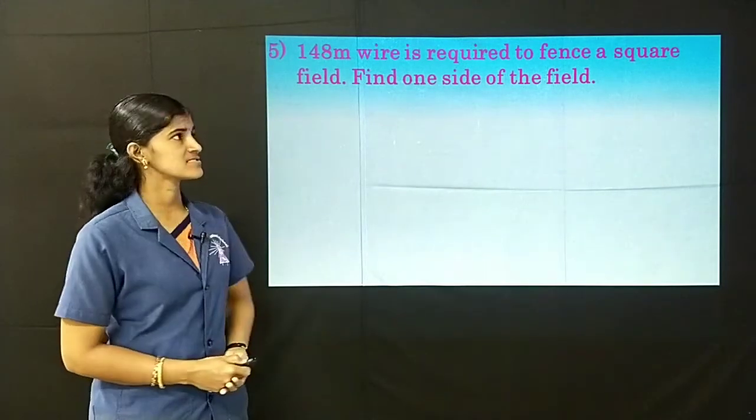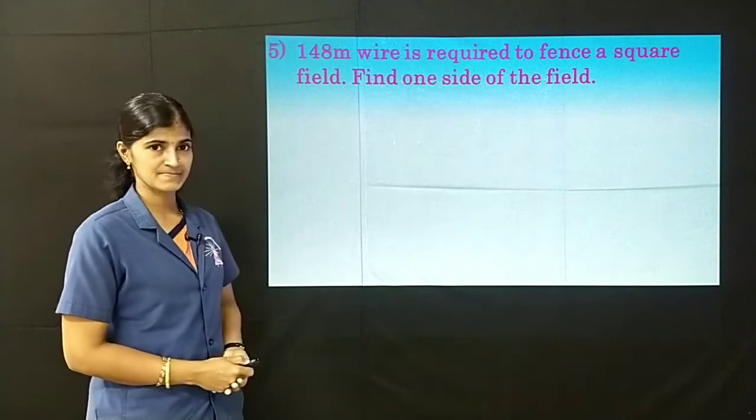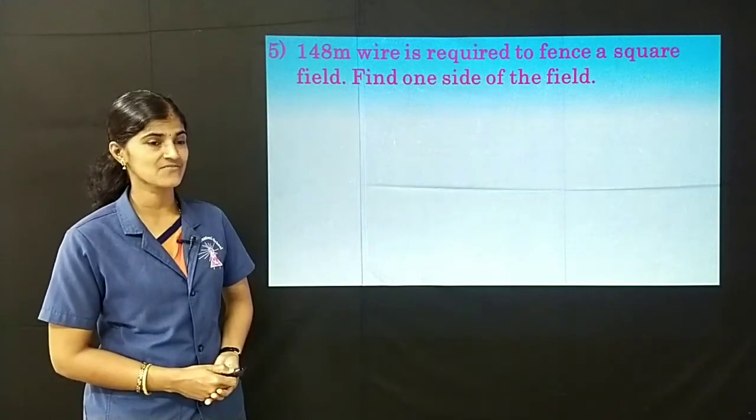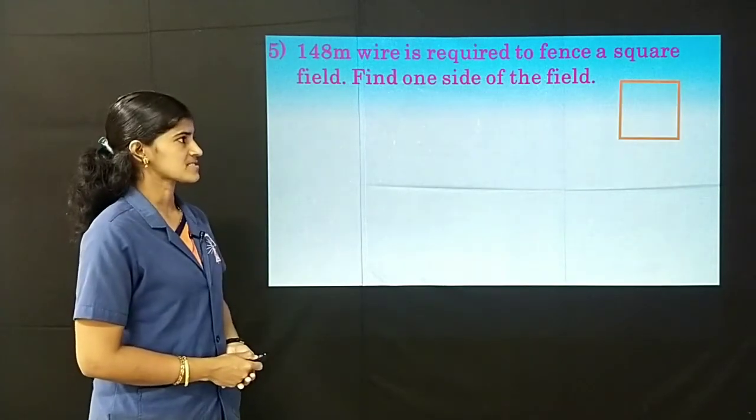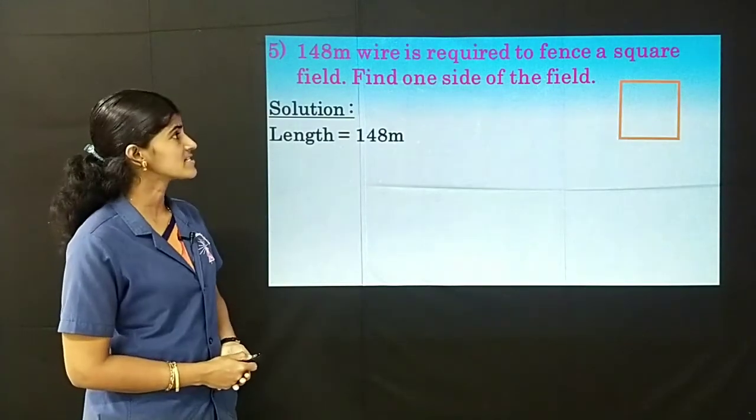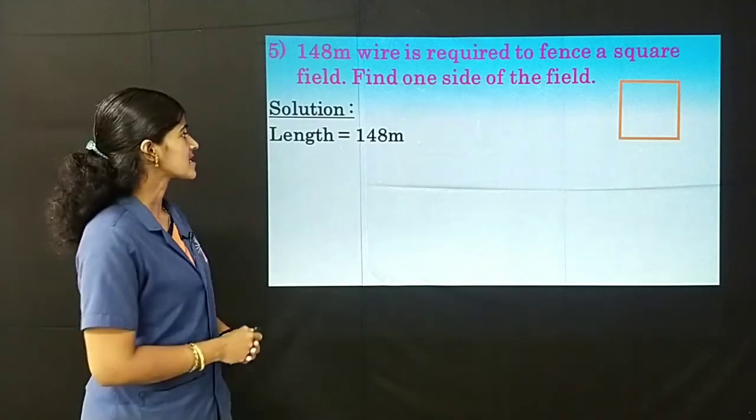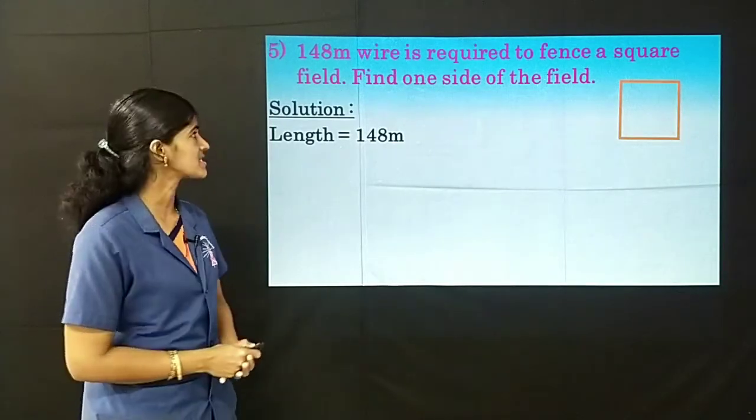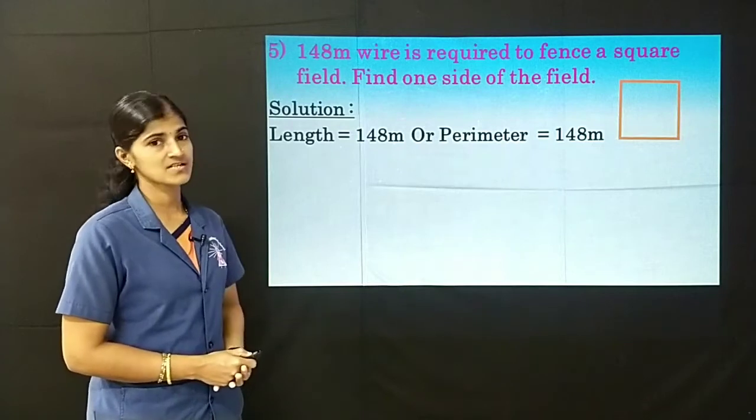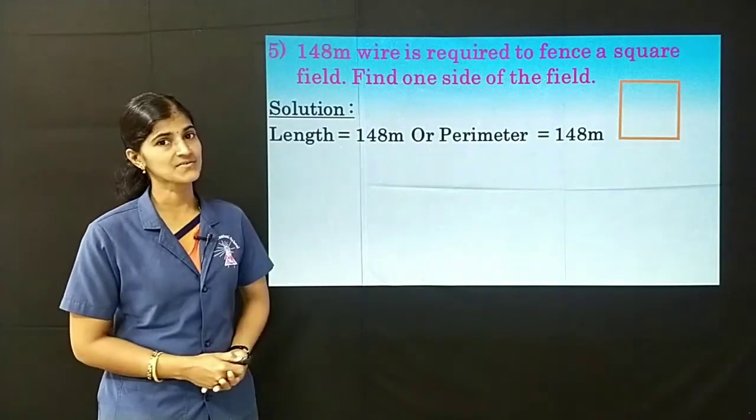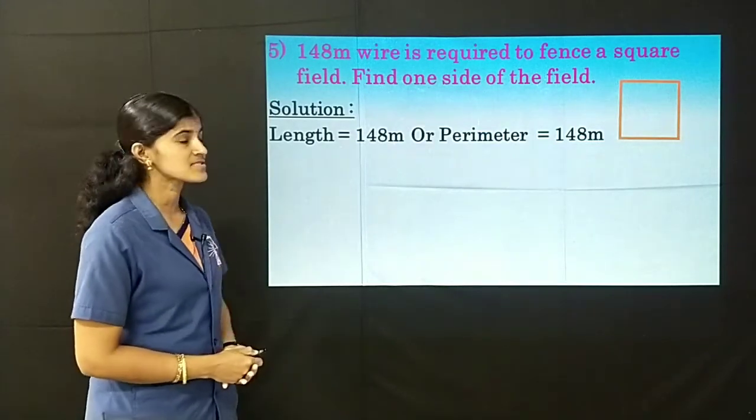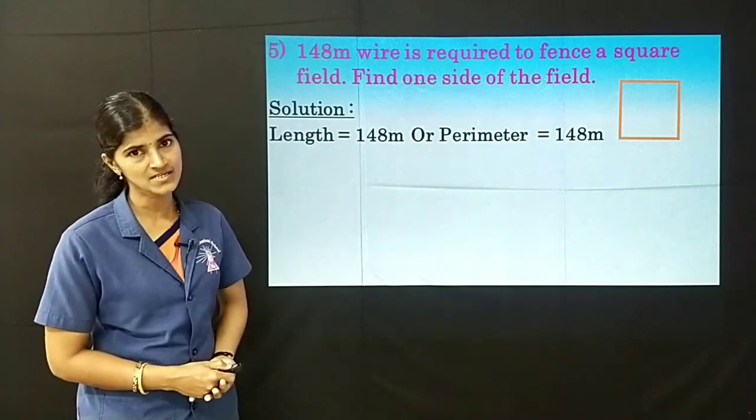148 meter wire is required to fence a square field. Find one side of the field. Okay, it is from many to one, as I have told you, many to one. Yes, the square field. Let us write the given quantities. The length of the wire required to fence the square garden is 148 meter. Okay, then this is the total, the perimeter of the wire. So that itself is the perimeter, which is 148 meter. Now we need to find the length of one side of the field.